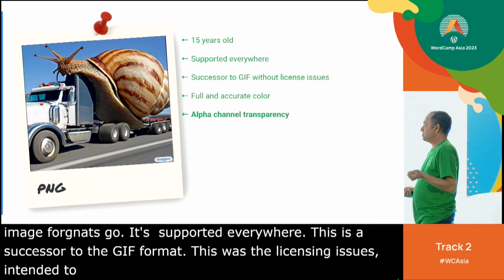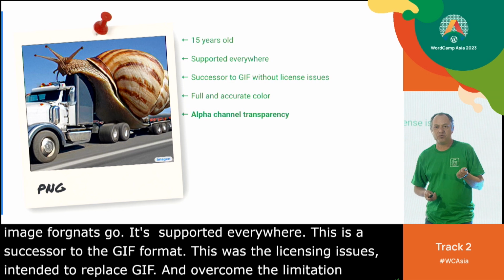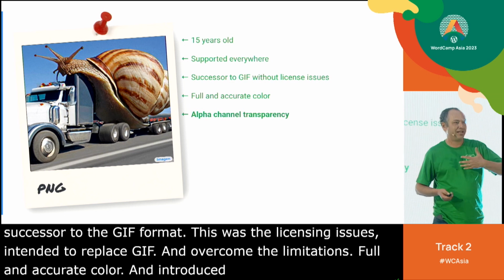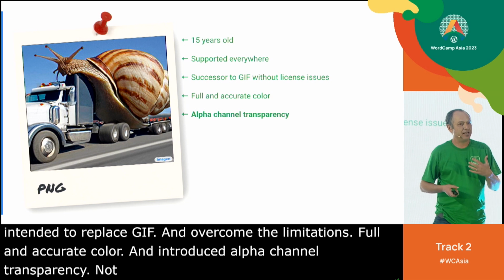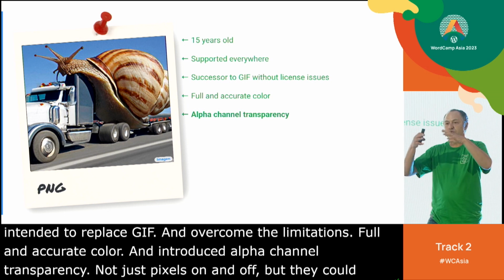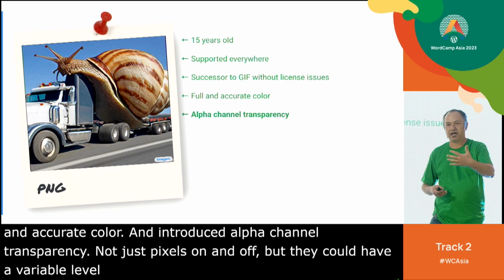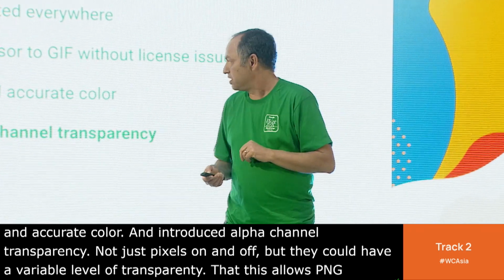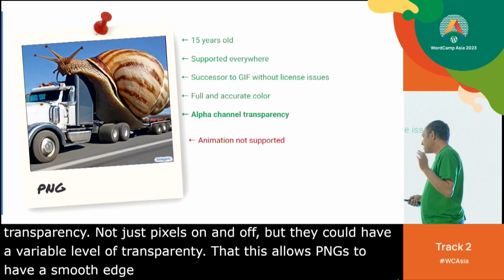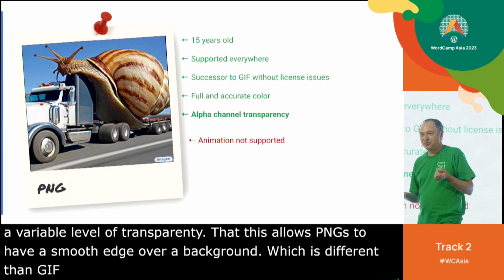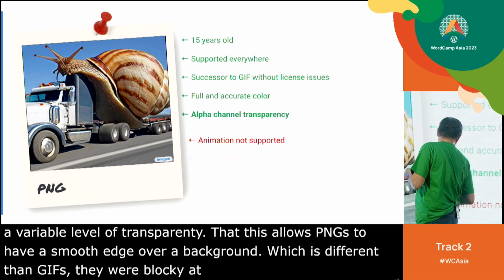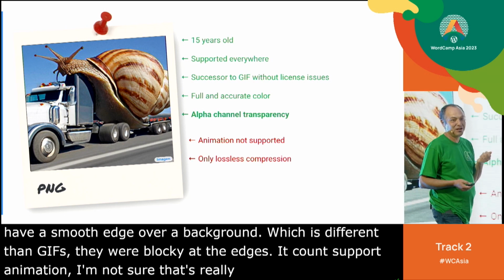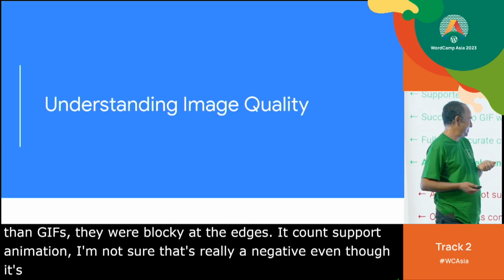It also introduced this concept of alpha channel transparency, where the transparency wasn't just pixels that were on and off, but the pixels could have a variable level of transparency. And this allows PNGs to have a smooth edge when you place them over a background, which is different than how GIFs were. They were always kind of very blocky at the edges. It doesn't support animation. I'm not sure if that's really a negative, even though I have it in the negative column here. It only has the lossless compression, so no lossy compression like JPEG, unfortunately.